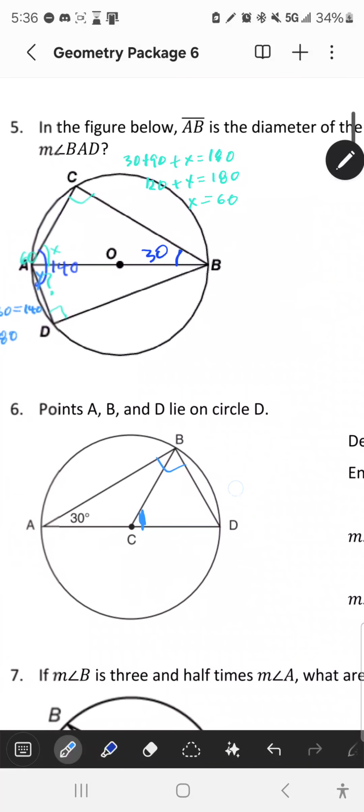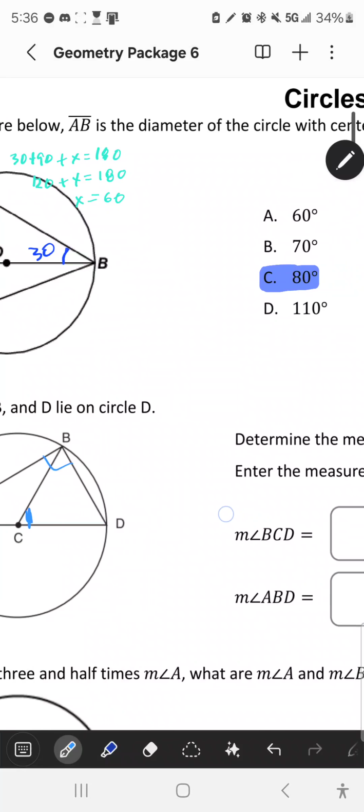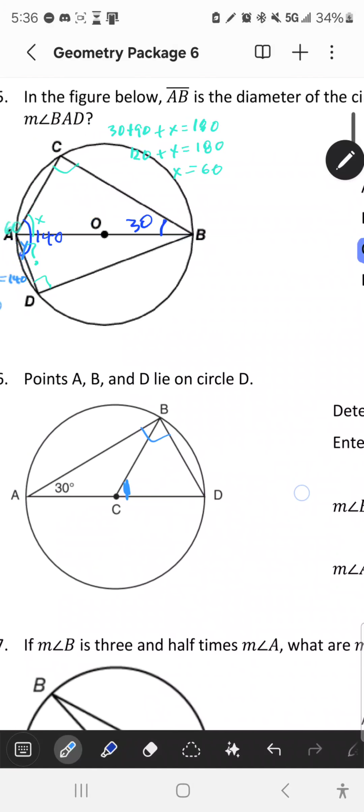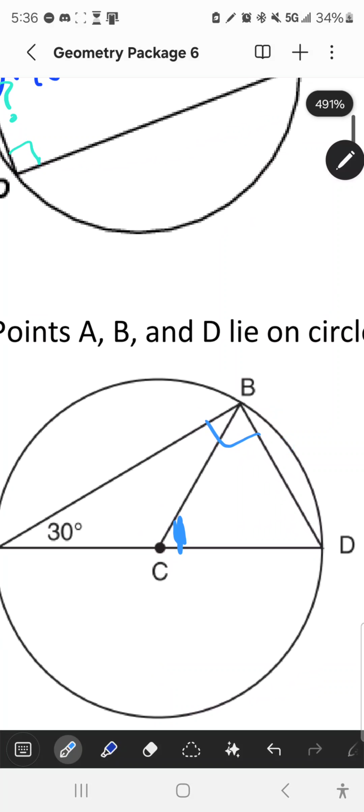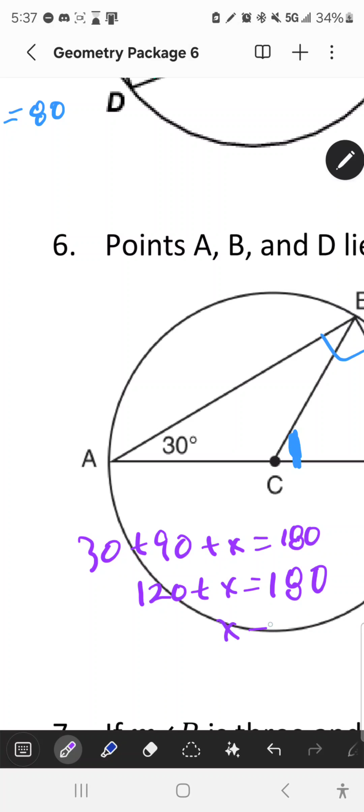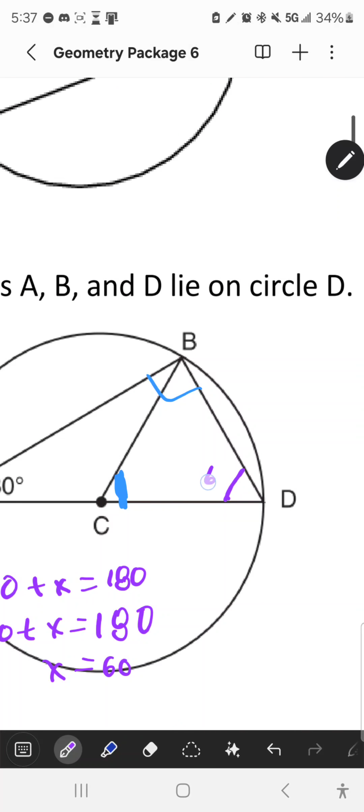So first, ABD: this is the diameter, so we know this is a 90 degrees angle. Now, we want to know this one, which is a bit more complicated. So let's first calculate this one. We can say 30 plus 90 plus x equals 180. 120 plus x equals 180. Then we subtract and x equals 60. So this one is going to equal 60.